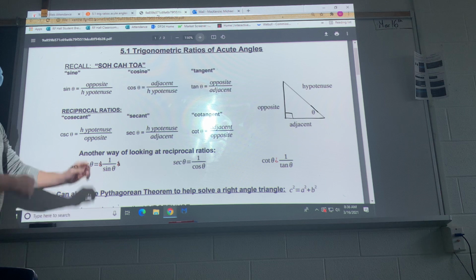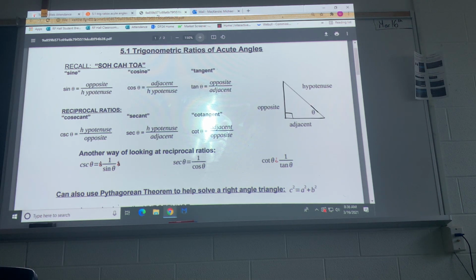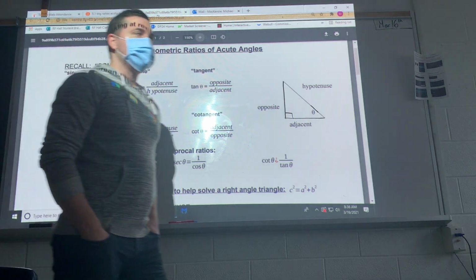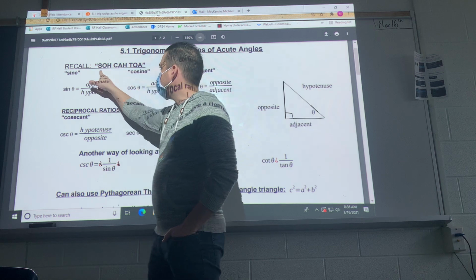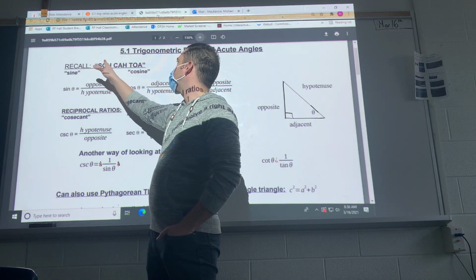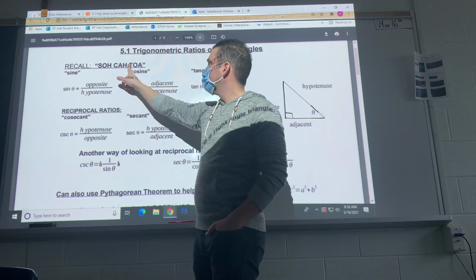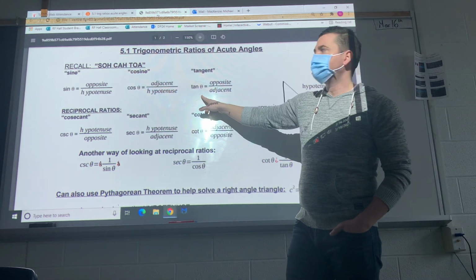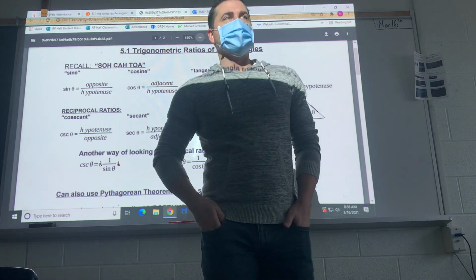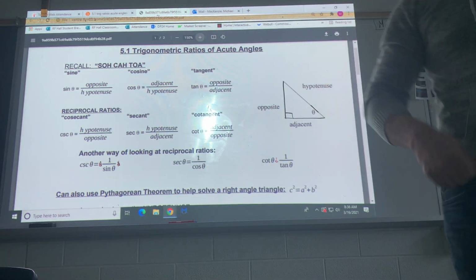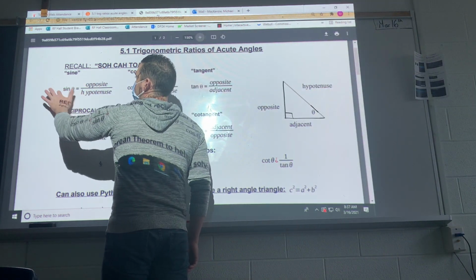What you should have learned is the acronym SOHCAHTOA. What this acronym helps us do is, well, it's three different equations: one for sine, one for cos, and one for tan. The O, H, A represent the sides of a triangle. So we have the first one, the sine.